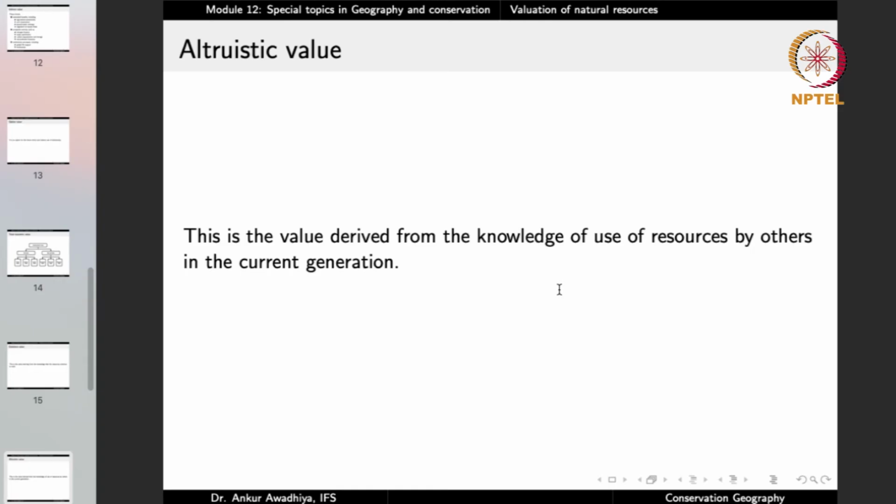Altruistic value is the value derived from the knowledge of use of resources by others in the current generation. So we are not using the resource, but other people are using this resource in our current generation. And the value that we get because of that is the altruistic value.